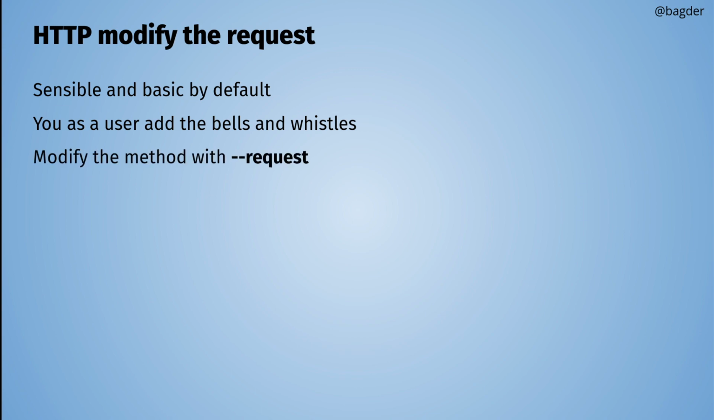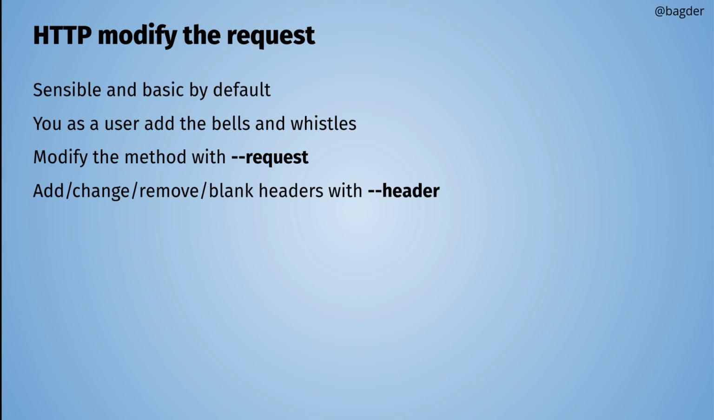You can modify the method with --request. If you want to send a delete method, do --request DELETE, and it'll send a delete instead of a get by default. You can change headers with the --header option. You can add headers, you can change headers, you can remove headers, and you can send blank headers with --header. The short version is called uppercase capital H, right? Like this. This example here includes the new header curl-master-very-soon in this request. Very useful. Maybe not, but who knows?